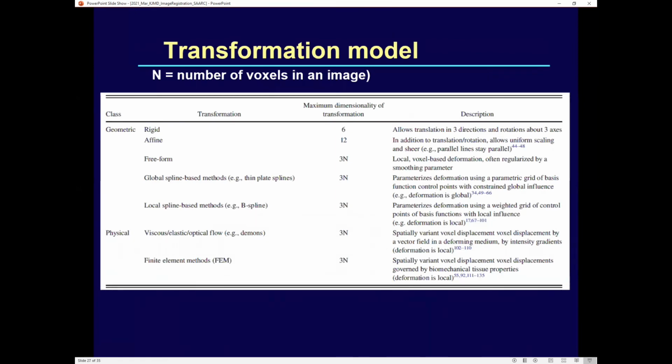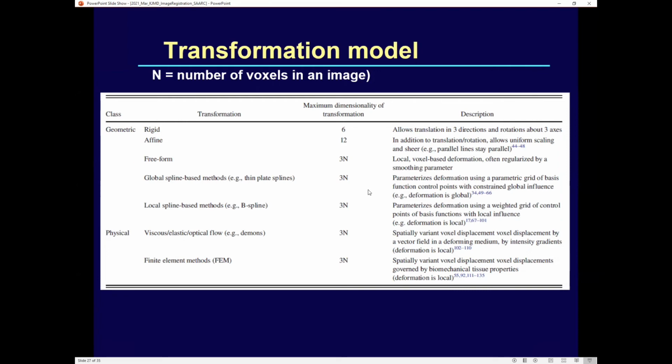Now coming to the transformation model. For a rigid transformation, you get 6 degrees of freedom, as I said previously. For affine, you can have a maximum of 12 degrees of freedom: 3 translation, 3 rotation, 3 scaling, and sometimes when you include shearing, another 3 degrees of freedom.